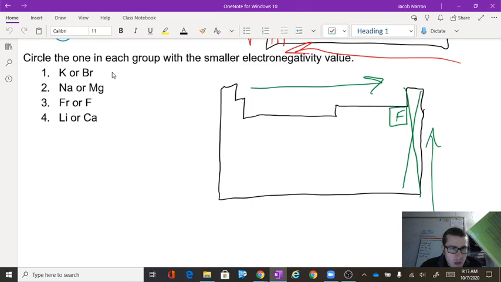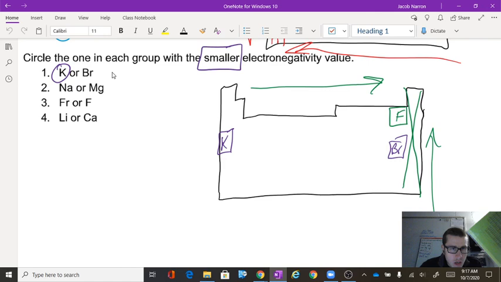Potassium is over here. Hey, it's the same ones as before. Bromine is way over here. And so because bromine is closer, it would have a higher electronegativity. But I'm selecting the one with the smaller electronegativity. So it's potassium. Oh no, I think this is going to end up being basically the same answers as the last one. Anyway, we'll go through it anyway. It'll be fine. It'll be great.